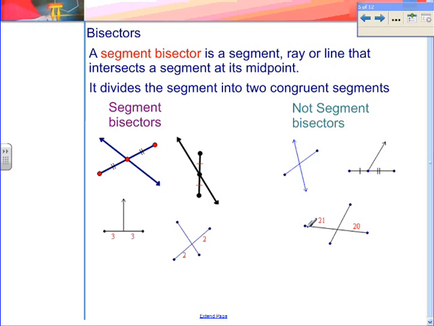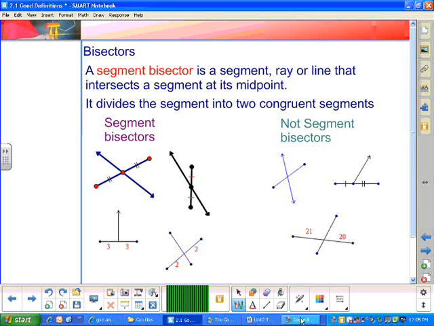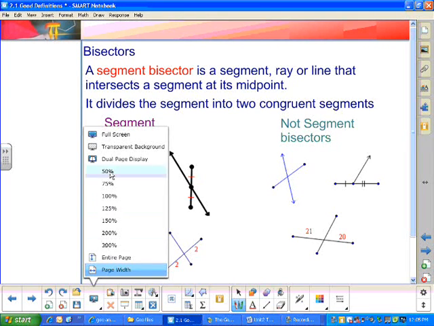And then down here again we have different lengths. So these two little pieces aren't congruent. So again, we do not have a segment bisector. Okay? All right. The next thing that we're going to talk about is angle bisectors. So let's go ahead and look at angle bisectors here.